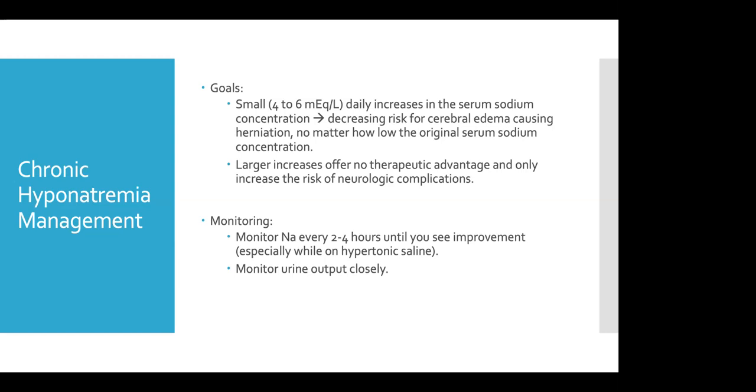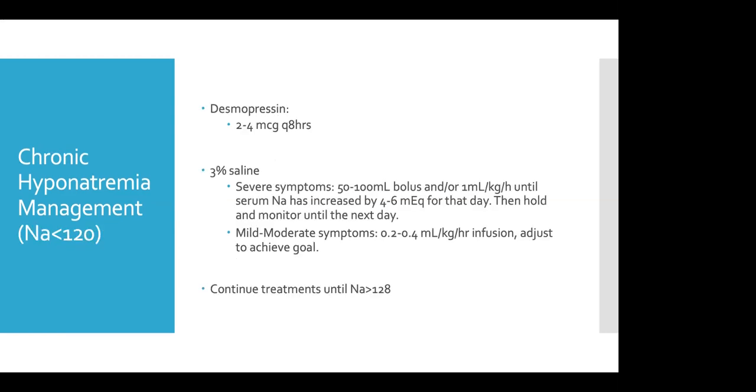Monitoring will be a little bit variable depending on their symptoms and the specific level, but usually somewhere between 2 and 4 hours is enough for chronic patients, especially those who are severe. And you're going to want to monitor urine output closely, both for the treatment as well as for overcorrection, because if they overcorrect, the urine output can become important. For medications, you can use desmopressin 2 to 4 micrograms every 8 hours, along with hypertonic saline.